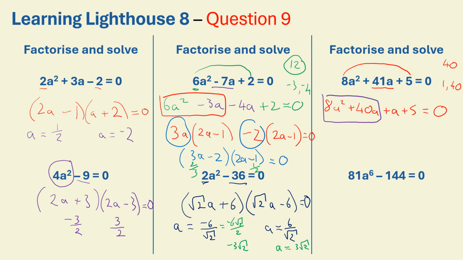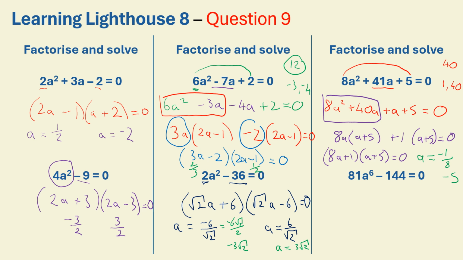Factorize the first section. That should give me 8a plus 5. That's going to be repeated. And what do I times a by to get a? Well, it's just 1, so we've got a plus 1 there. Got 8a plus 1, a plus 5 equals 0. Giving me my solutions of a equals minus 1/8 and minus 5. And I threw this last one in just for fun.